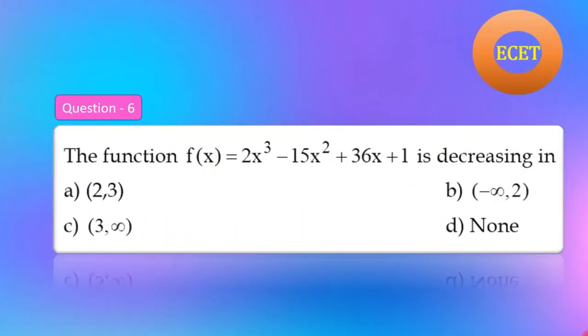Dear students, see the question number 6. Read the question and write it.